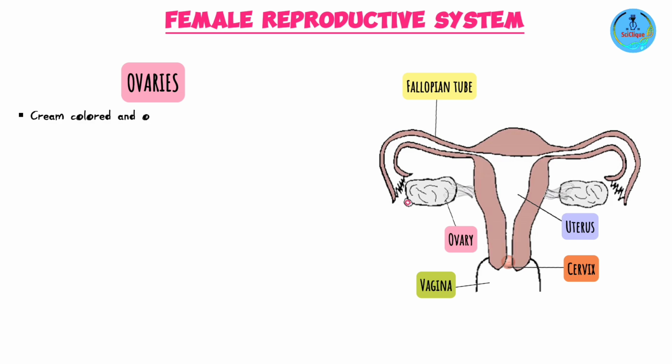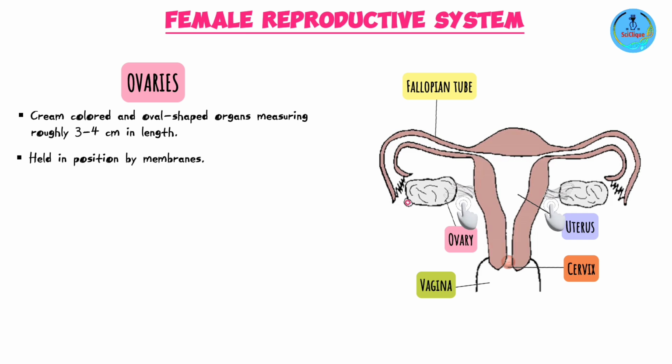Now, ovaries are two organs. These are cream in color and oval in shape. They typically measure about 3 to 4 centimeters in length. Now, females have two of these lying on either side of the pelvic cavity. So the ovaries are attached to the uterus by a set of membranes. These membranes ensure that the ovaries are kept in position.